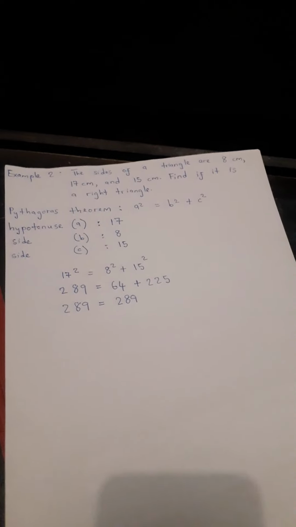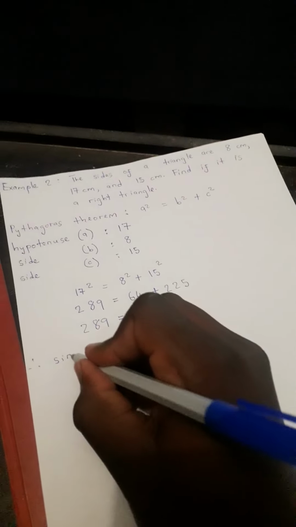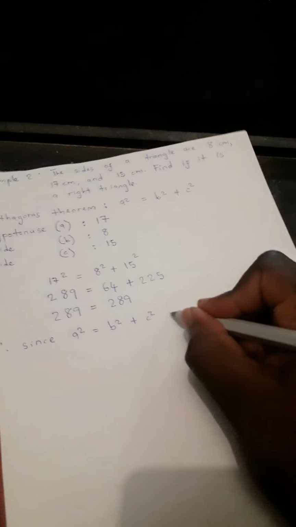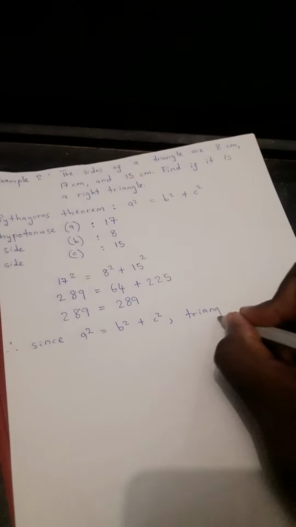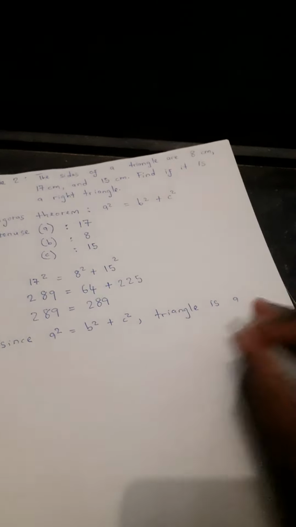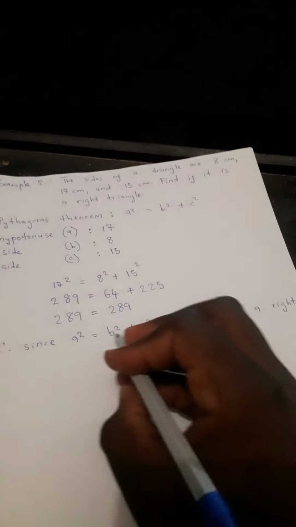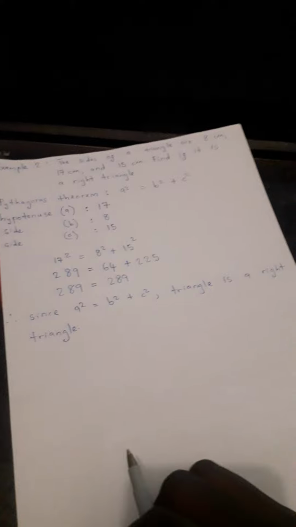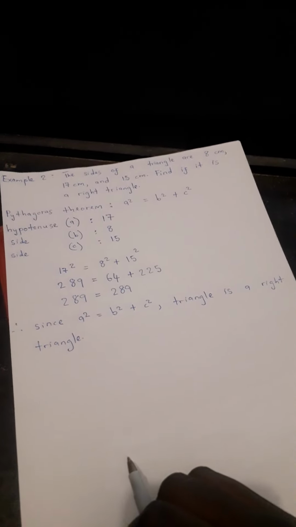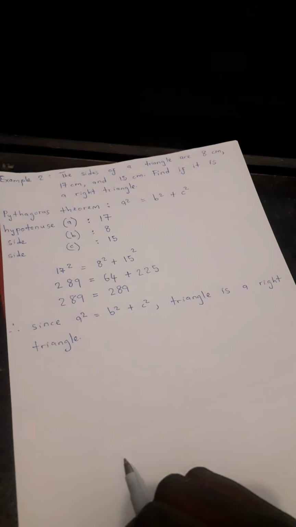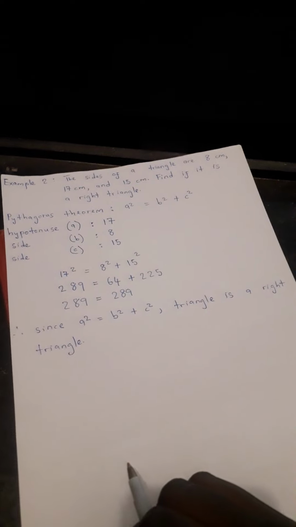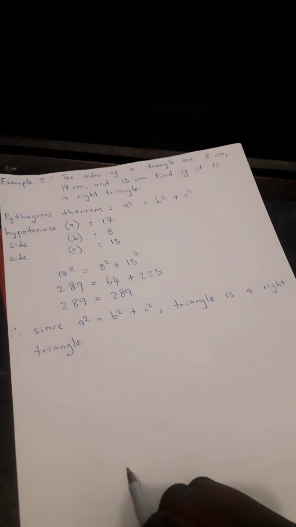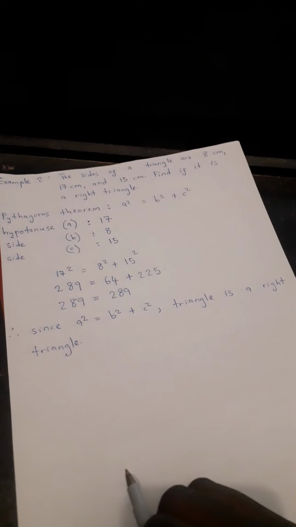So we have to conclude, and therefore since a squared is equal to b squared plus c squared, the triangle is a right triangle. It's a right triangle. So in a moment I'm going to write down the question. I am tasking you to work on your own, and you are free to send over your solution. But basically this is how we use the Pythagoras theorem to determine if a triangle is right angled or not, provided we are given all the three sides.